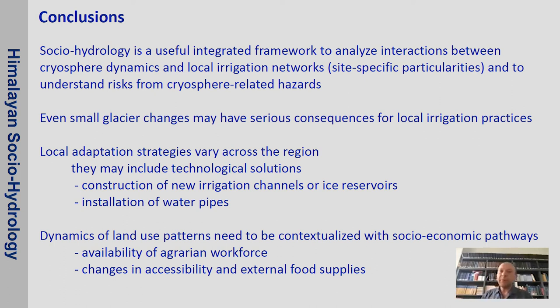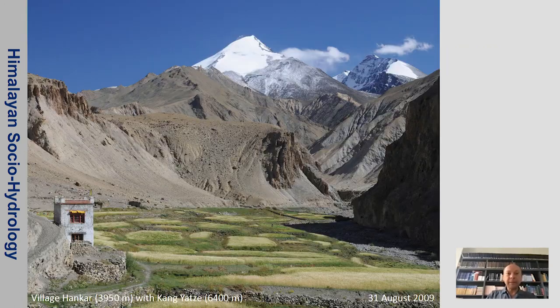In this talk, I did not focus too much on the availability of agrarian workforce for the maintenance of the irrigation network, and on the changes of accessibility of former remote mountain regions and the supplies of external food supplies. In the case of Ladakh, it is organized through a state organized supply system. And that was my first slide.